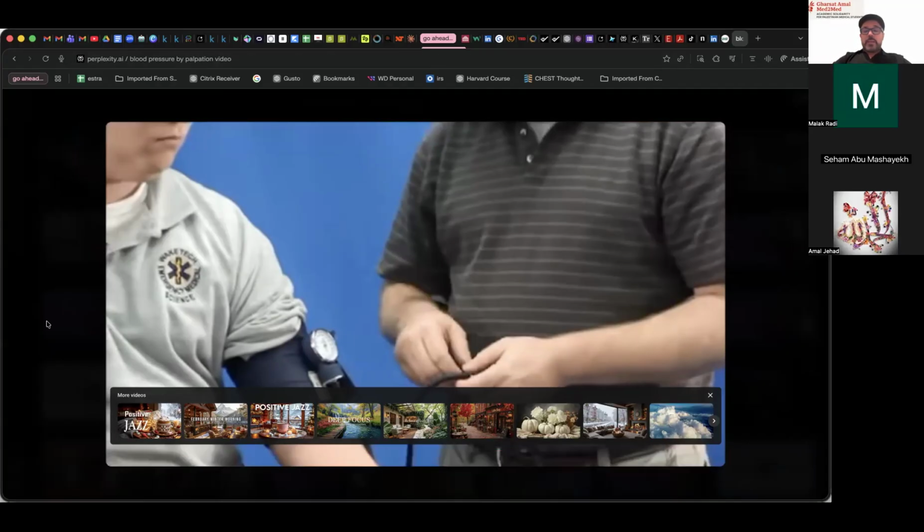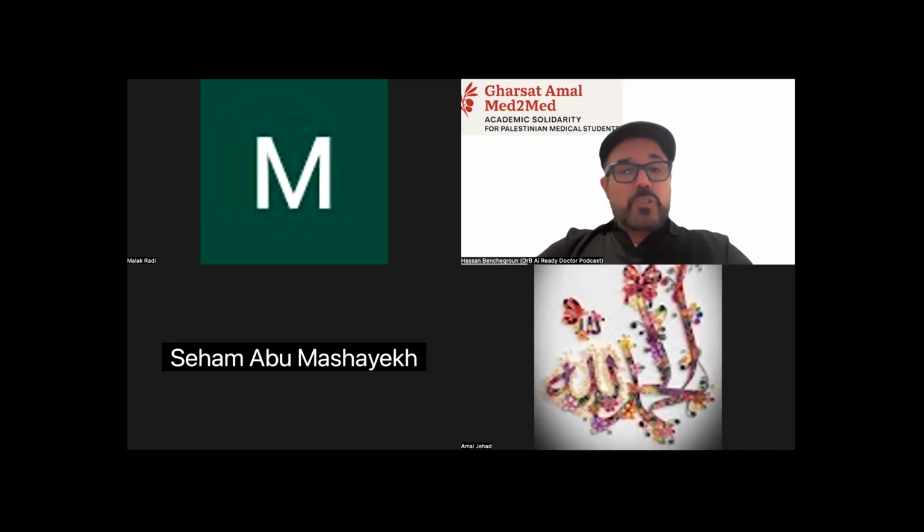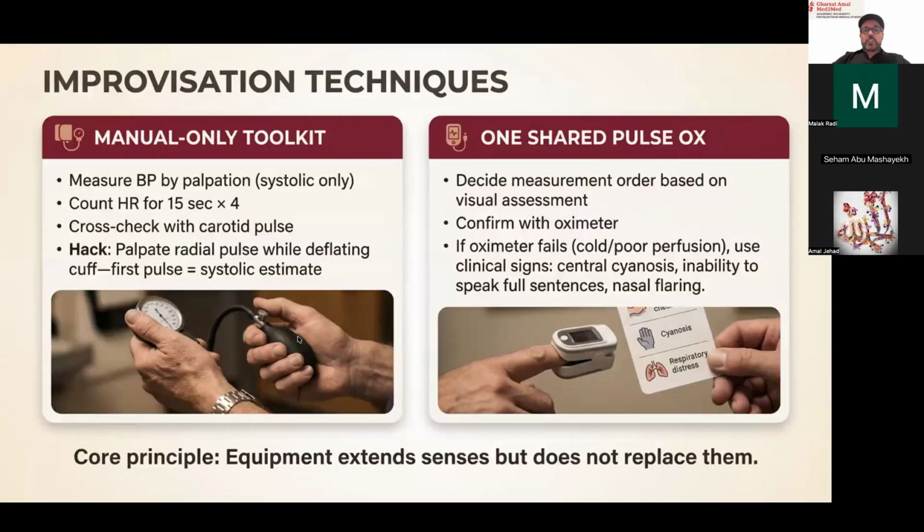Can you repeat it? Yes, you can do it a second time. But because the pulse does not give you the top and the bottom, you only get one number, which is the systolic. But this is better than nothing, right? So when you do not have a blood pressure cuff that can give you both, you can use the blood pressure by palpation and you can measure systolic only.